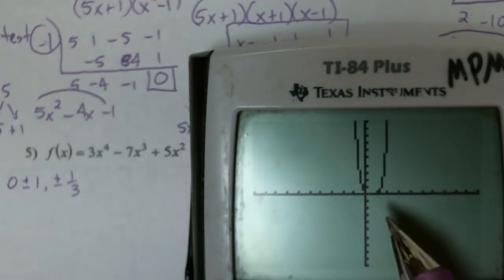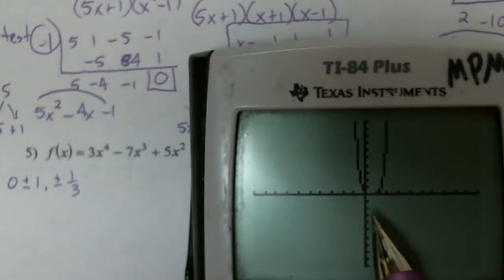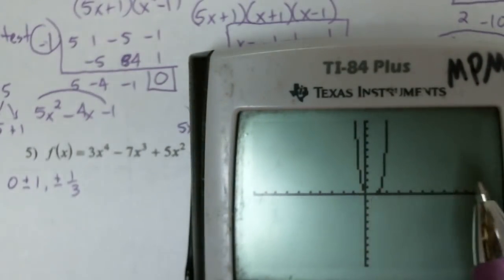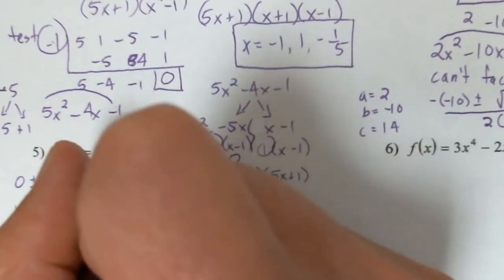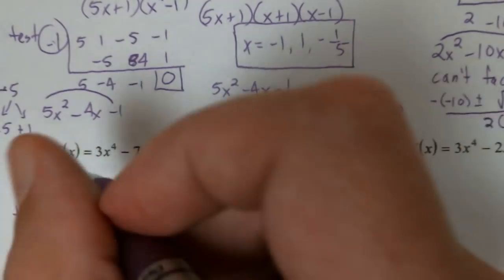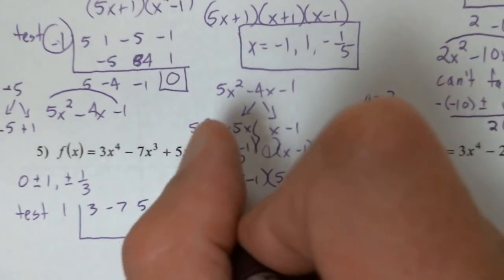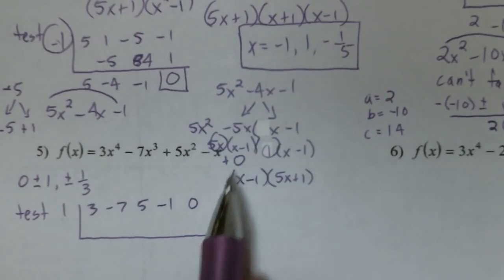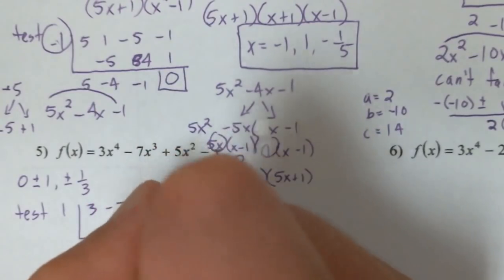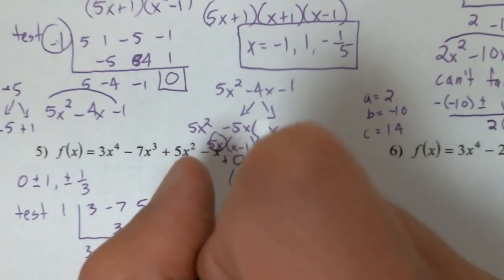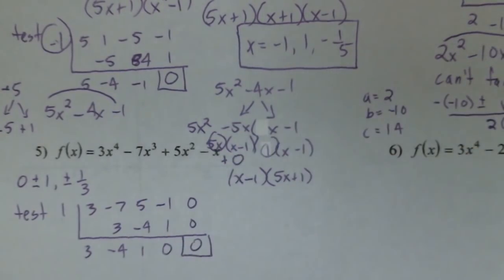Okay, so that's kind of interesting. So where do you want to start on this one? It looks like maybe it crosses at positive 1, so let's test 1. Okay, so we've got 3, negative 7, 5, negative 1, and I have to put this 0 right there, guys. We don't have a constant. Remember, you have to fill in all the holes there. So that's 3. 1 times 3 is 3. That's minus 4. 1 times negative 4 is negative 4. That's 1. 1 times 1 is 1. That's 0. 1 times 0 is 0. Okay, so my remainder is 0.